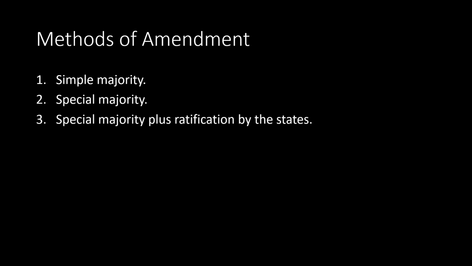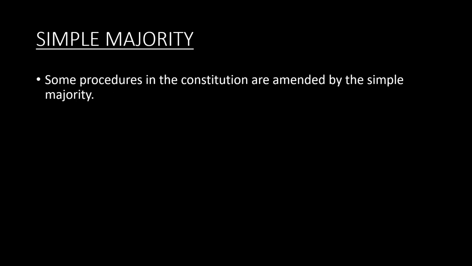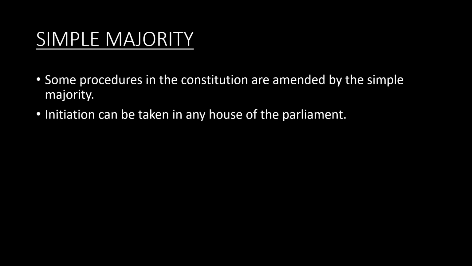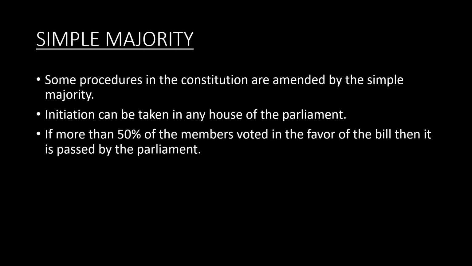There are three methods by which the Indian Constitution can be amended. These three methods are simple majority, special majority, and special majority plus ratification by the states. Let us understand the first method of amending the Constitution, that is simple majority. Some provisions in the Constitution are amended by simple majority. Initiation can be taken in any house of the Parliament, that means Lok Sabha or Rajya Sabha. If more than 50% of the members vote in favor of the bill, then it is passed by the Parliament.